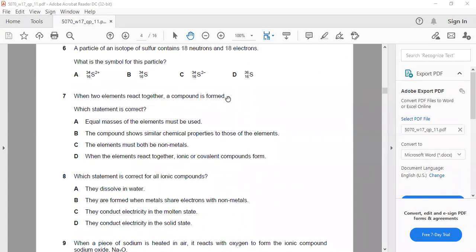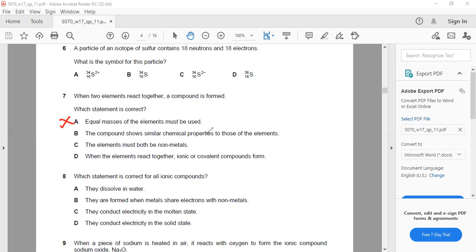Which two elements react together? A compound is formed. When two elements react together, a compound is formed. Which statement is correct? First, let's see which one is wrong. Equal masses of element must be used. No, any mass of elements can be used to react.